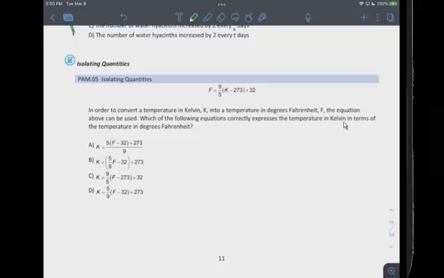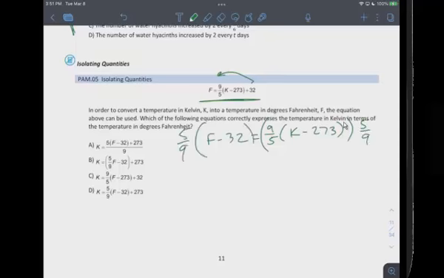Okay, so if I took this equation right here and I want to solve it for k, the first thing I'm going to do is isolate the part of that equation that has the k in it. So I'm going to subtract 32 from both sides. Okay, and here's the part where rather than distribute by 9/5, I can just multiply both sides of this equation by the reciprocal 5/9. That's going to get rid of my fraction here.